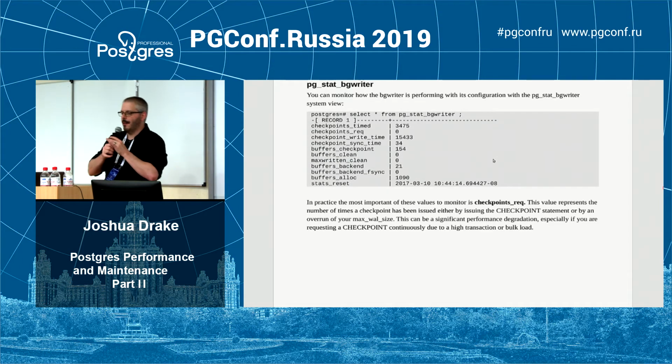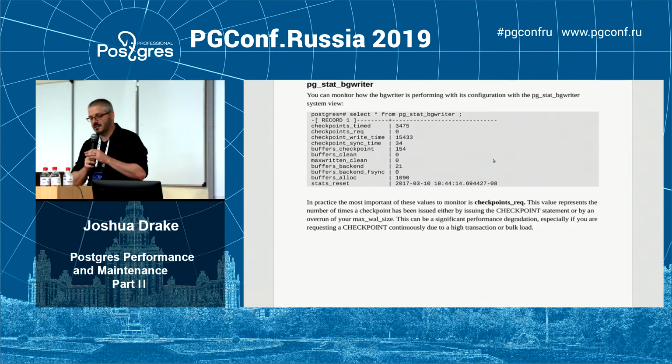All right, PGStat BGWriter. You can monitor how the BGWriter is performing with its configuration with the PGStat BGWriter system view. If we take a look at this, we have checkpoints time, checkpoints requested, checkpoint write time, checkpoint sync time, buffers at checkpoint, buffers clean, max written clean, buffers backend Fsync, buffers allocated, and last time the stats were reset.